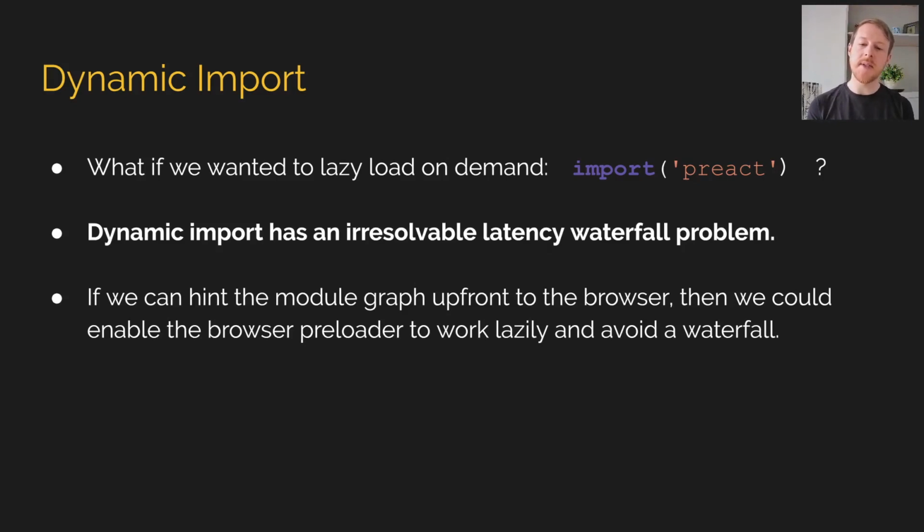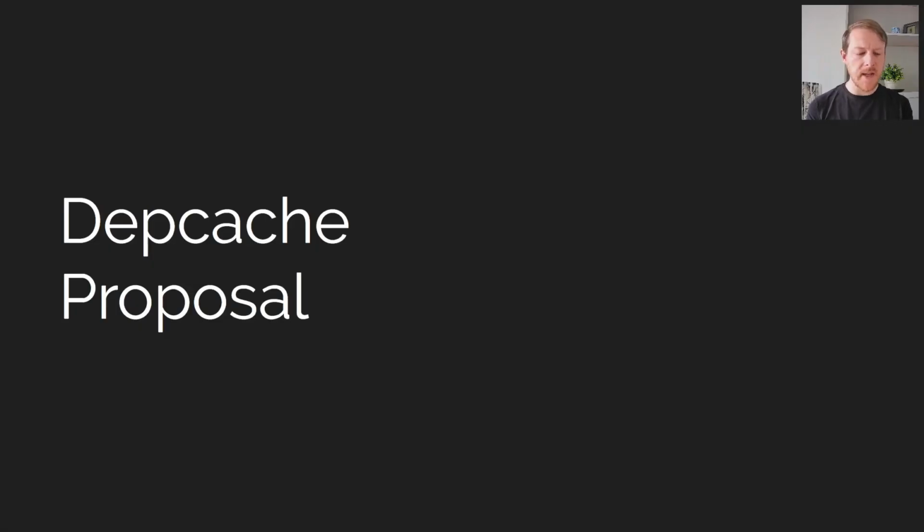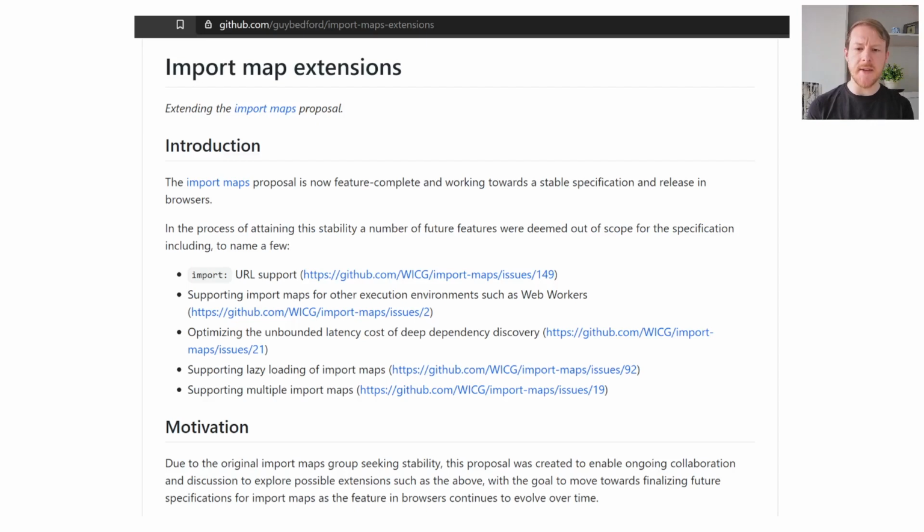So the idea is that if we could hint at the module graph to the browser and tell the browser what modules are going to be loaded when, then we could work with the browser preloader and sort of design for the browser preloader in our workflows to try and help it create an optimal loading profile. And so there's a proposal that I'm trying to get together here called a dep cache. It's available on GitHub, import maps extensions, and it's a bunch of proposals for improving import maps.